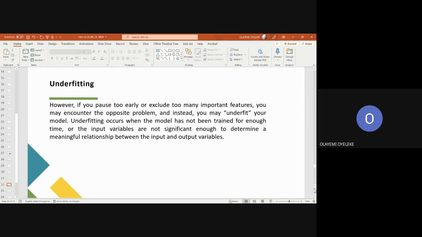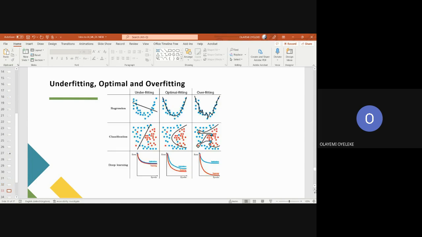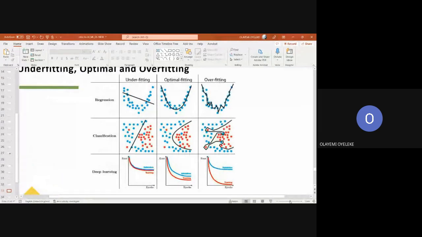Underfitting is when you pause your training too early, or you excluded many important features or variables that the model should have learned from. Then your model would tend to underfit. It's also a problem. So this is a pictorial illustration of those scenarios, including optimal fitting.